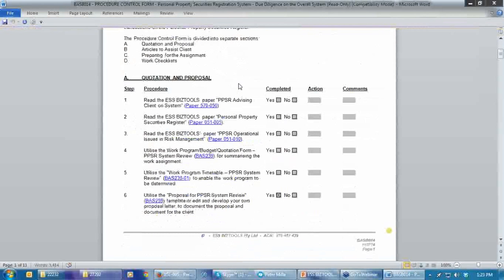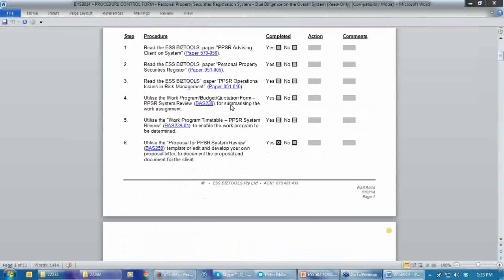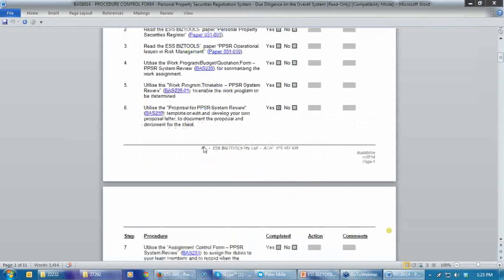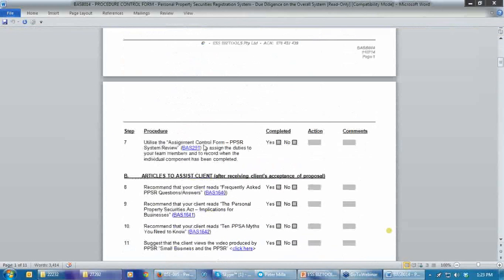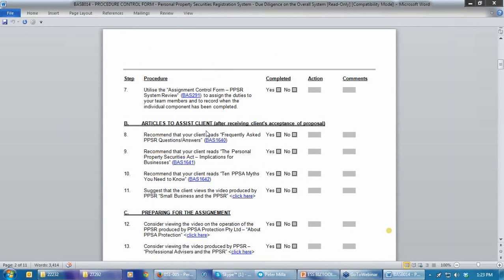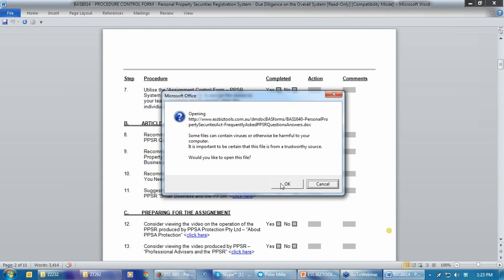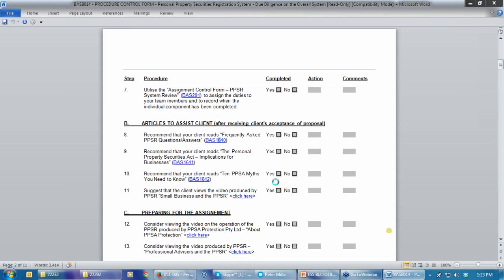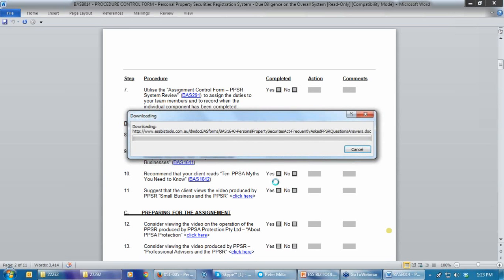So I'll move back to the procedure control form. There is material in the system to assist you to prepare a quotation for the work to be done to your client. There is a template for an engagement letter. Obviously, you can draft your own if you wish. There's an assignment control form you can use if you wish. There is some information that you might care to send to your client. So if you wanted to give them a summary of the frequently asked questions on the PPSR, that information has been prepared and is available for them to use.